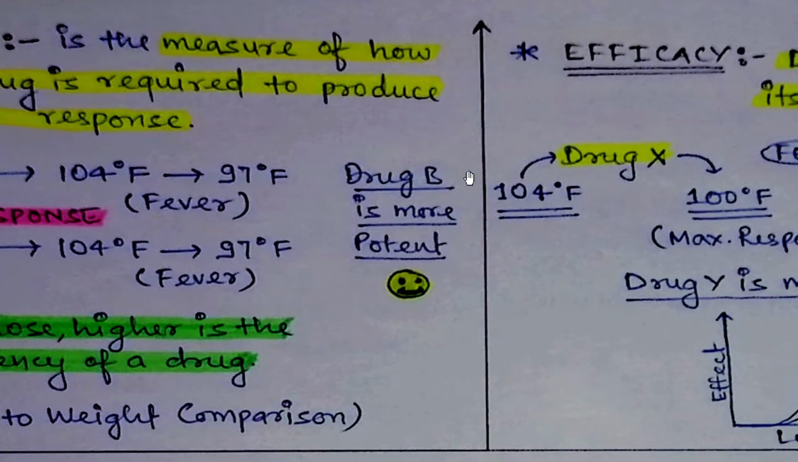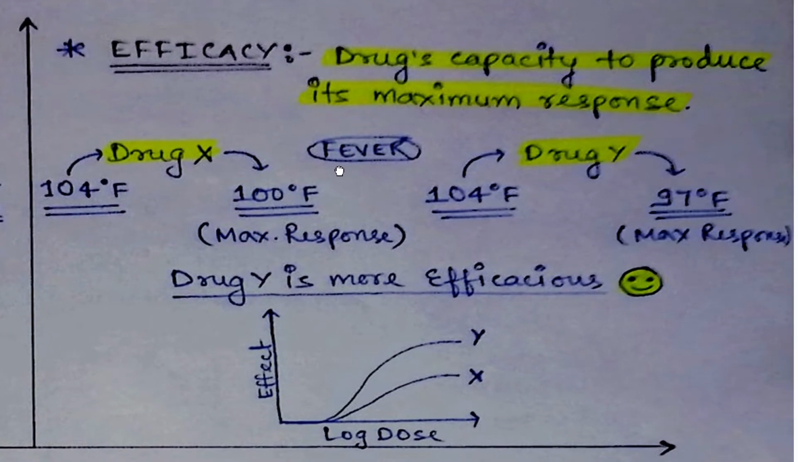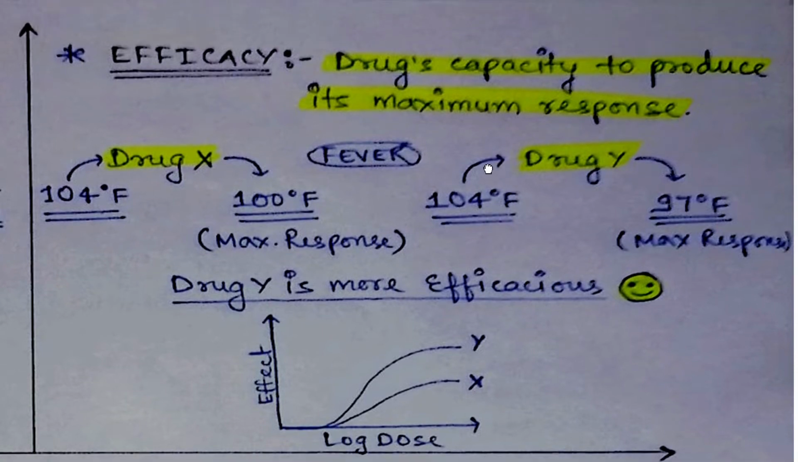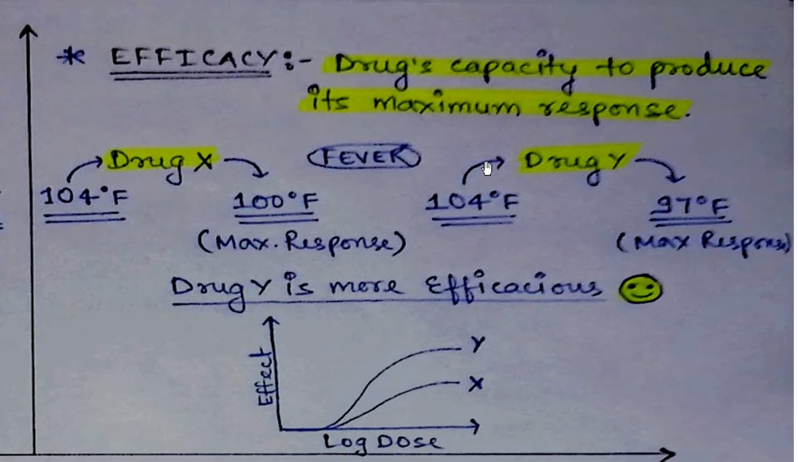Okay. Now see efficacy. Efficacy is the drug capacity to produce its maximum response. Suppose same fever is there, 104 degree, and drug X reduces it to 100 degree. That is the maximum response of drug X. Whereas drug Y reduces 104 degree to 97 degree. That is the maximum response of drug Y. Therefore, the efficacy of drug Y is more.